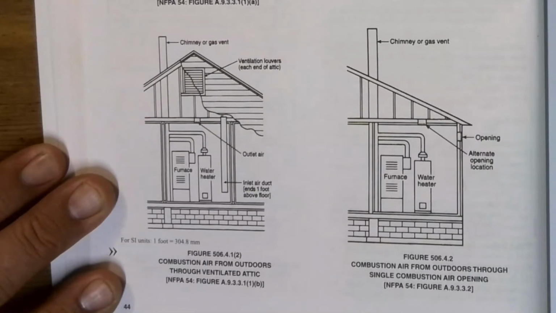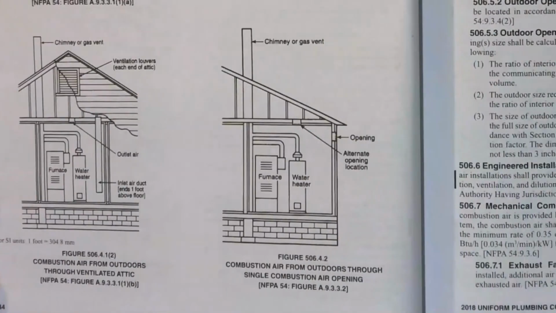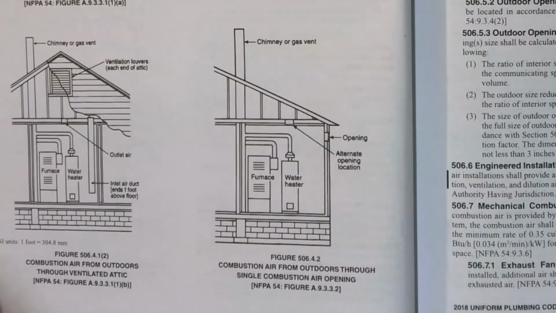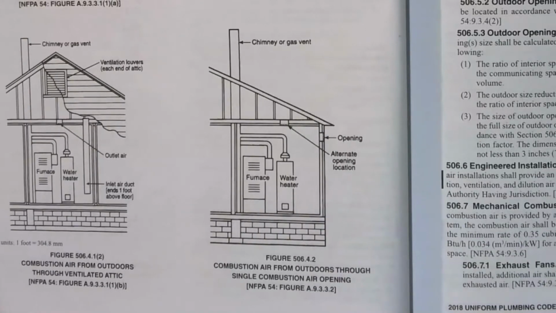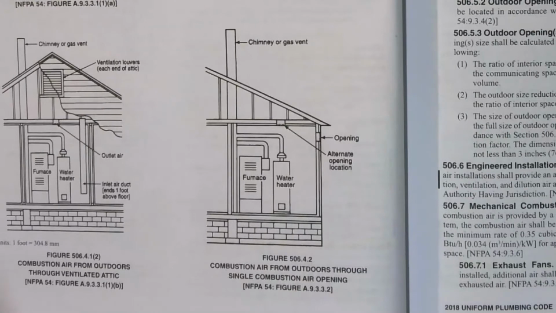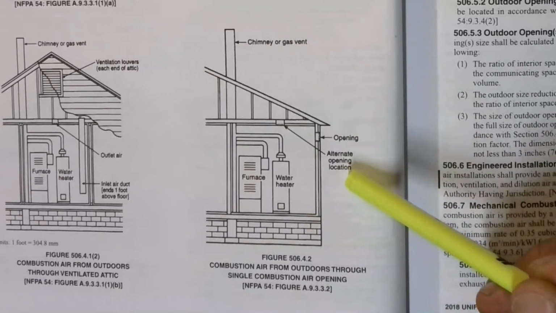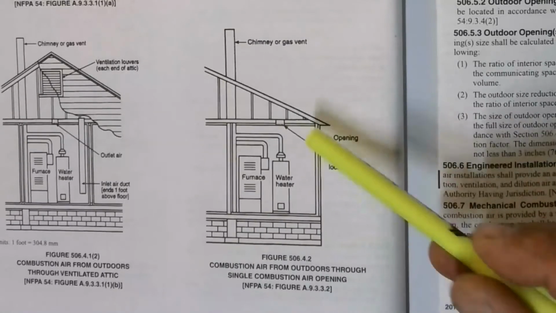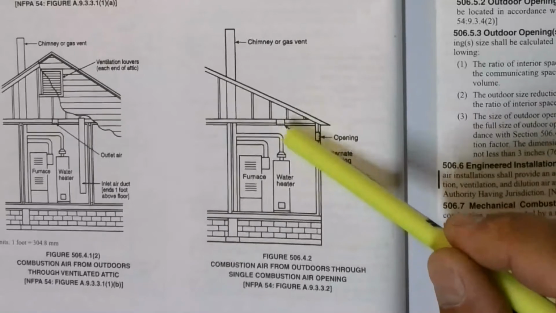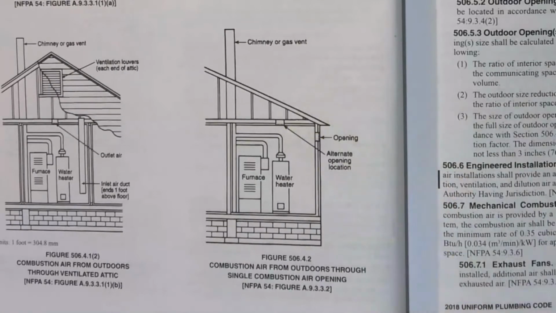Moving on. I'm sorry, wrong one. Strike that. That one. 506.4.2. I was looking at it going, what is that air inlet duct? That doesn't make sense, not from what I just said. So here you go right here. 1 opening. Now they have this opening here, but they have an alternate opening location. So you have to go here or you can go here. Okay? That's your alternate.